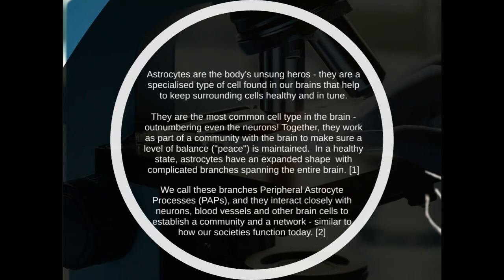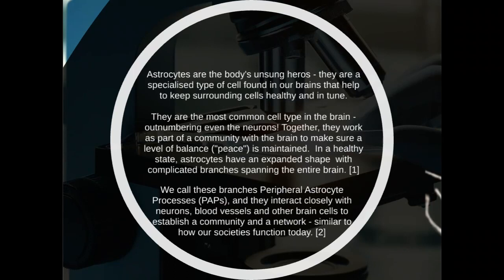So in a very healthy state, astrocytes have this lovely expanded shape with complicated branches spanning the whole brain. Together, all of these different branches on the astrocyte, as you can see, will combine. And we call these branches, just for scientific context, peripheral astrocyte processes, and they interact very closely with our neurons, blood vessels, and other brain cells to make sure that we have a community.